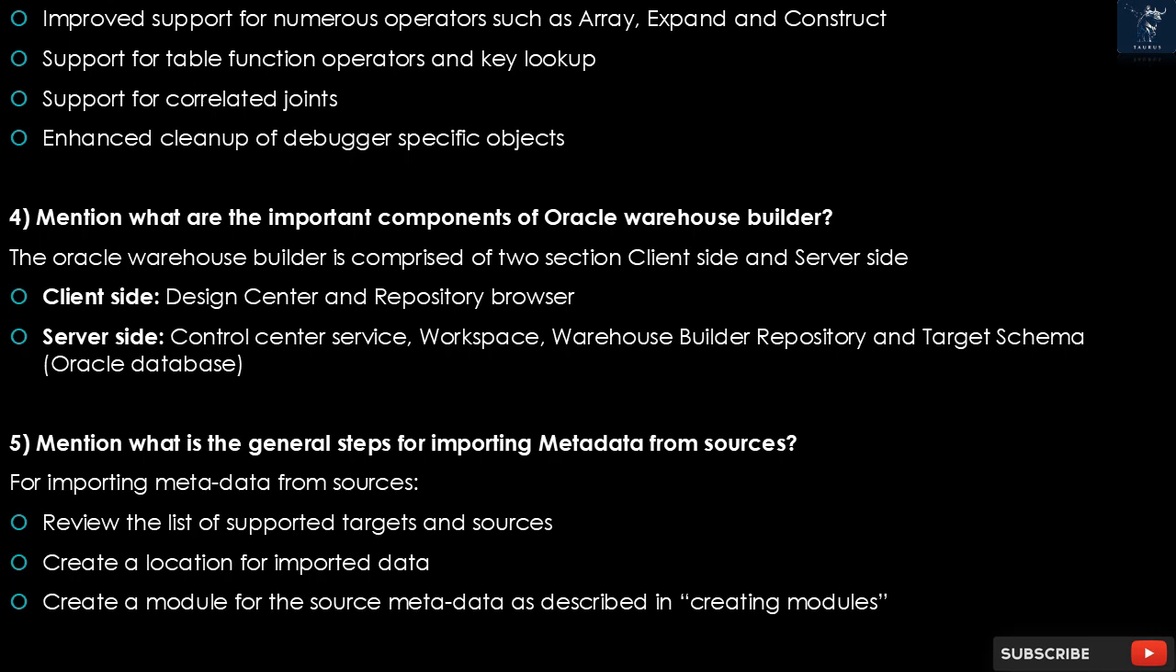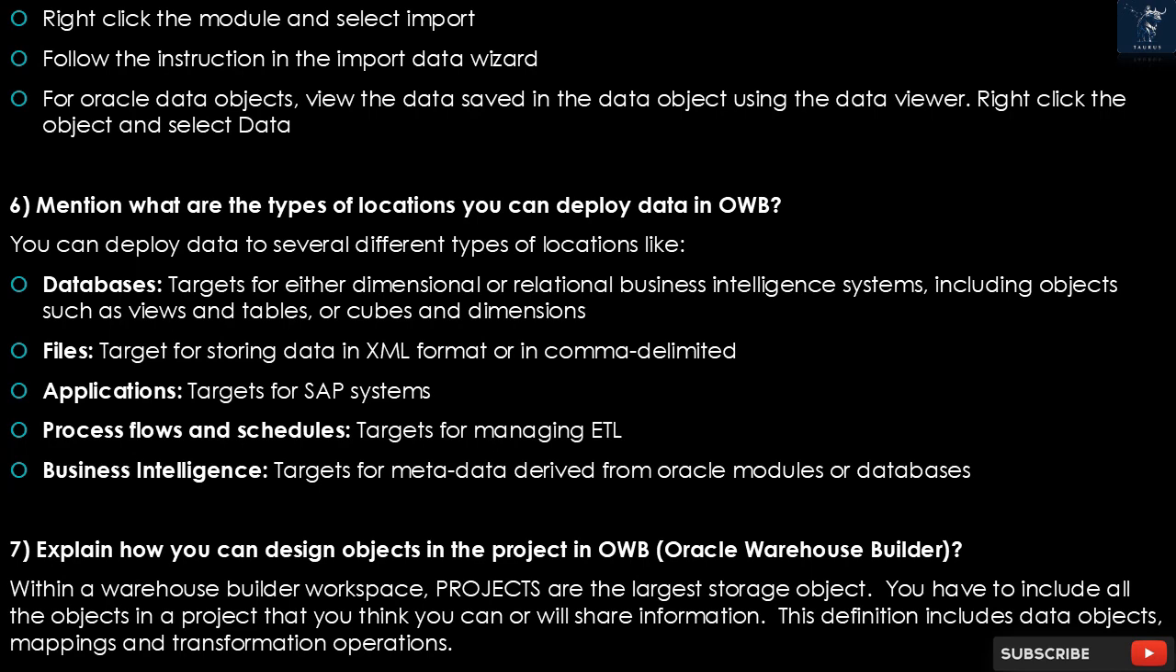5. Mention what are the general steps for importing metadata from sources? For importing metadata from sources, review the list of supported targets and sources. Create a location for imported data. Create a module for the source metadata as described in Creating Modules. Right-click the module and select Import. Follow the instructions in the Import Data wizard. For Oracle Data Objects, view the data saved in the data object using the Data Viewer. Right-click the object and select Data.